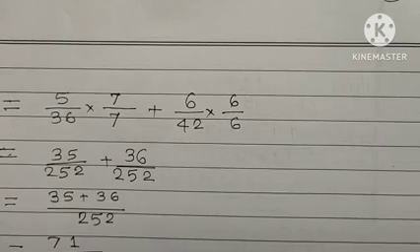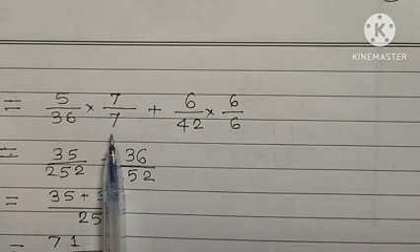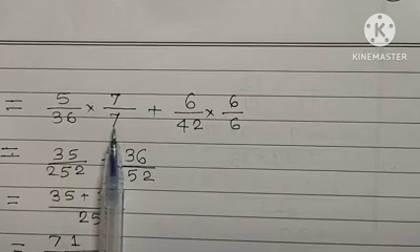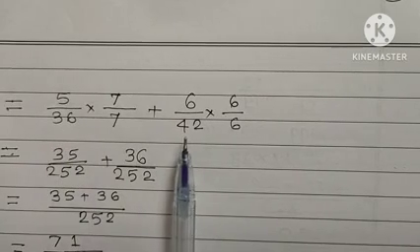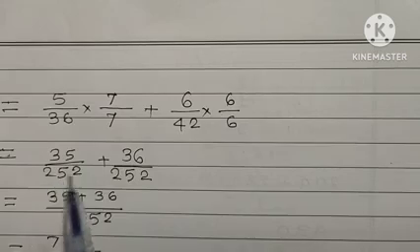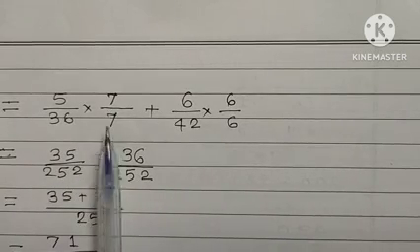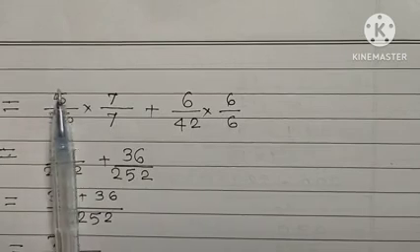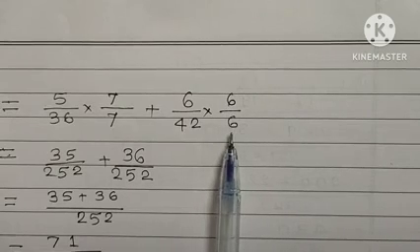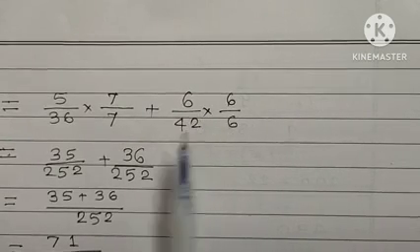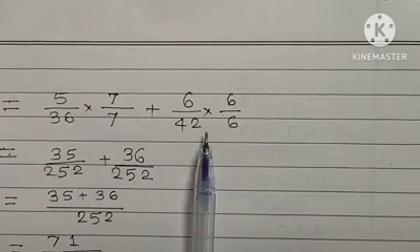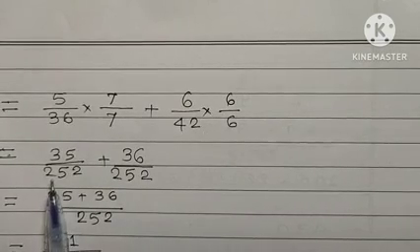Now we are going to make the denominators similar. 36 into 7 is 252, that is the LCM. 42 into 6 is also 252, that is the LCM. In this way, multiply and divide by 7 for the first rational number. Again, multiply and divide by 6 for the second rational number. This will make the denominators of both rational numbers equal, which is 252.